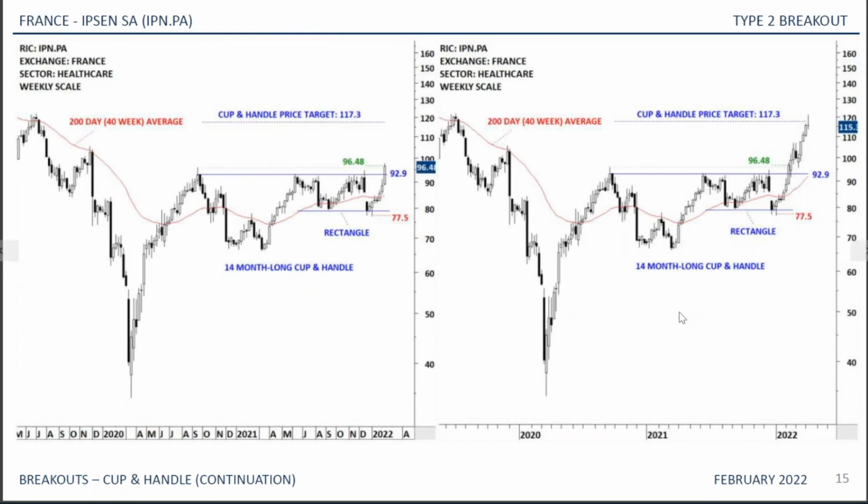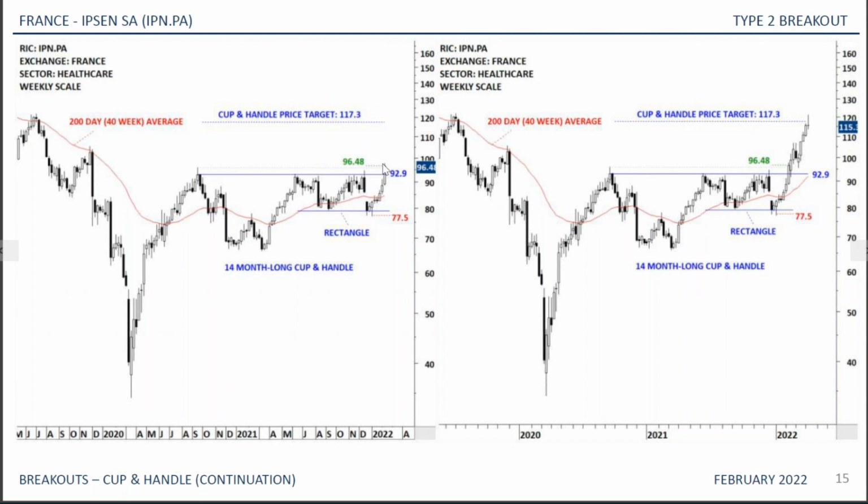This is type 2 breakout. Again, as I said, I like to identify those: a cup and a handle. The handle in itself is a chart pattern. Here, in this case, it was a rectangle. This is a company from France. So the breakout takes place at the same time from the rectangle and the cup with handle.